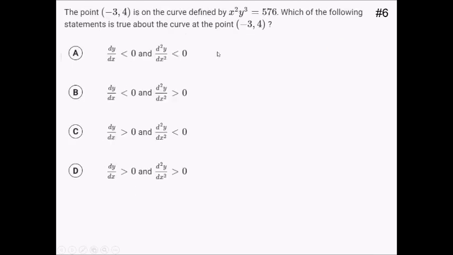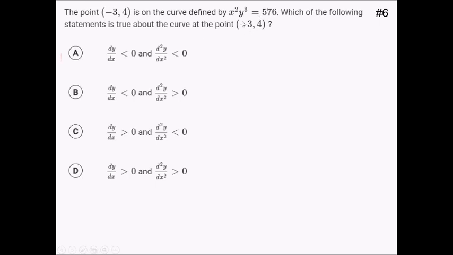For this problem, we have the point negative 3 comma 4, which they're telling us is on the curve defined by x squared y cubed equals 576. And I'm sure we could verify it, but I'll just take their word for it. So we want to know which of these statements is true about this curve at that point. Here we're talking about the first derivative and the second derivative, and in all these answer choices we're asking, is each of these things negative or positive? So let's go ahead and find a formula for the first derivative, and then we can plug in our point.